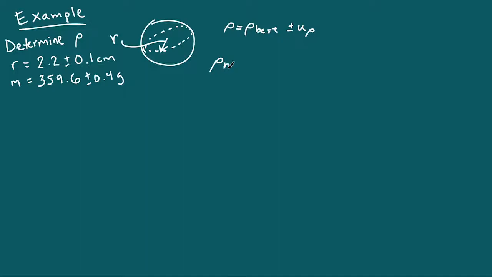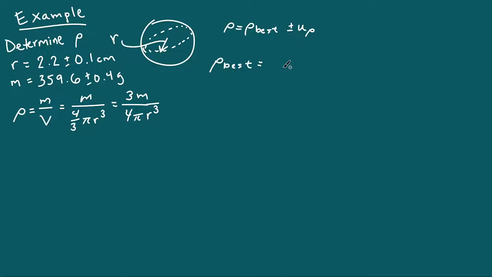So the best value is simply going to be whatever the function is, and we're going to then plug in the best values of r and m. So we need to determine what is this function. Well, the density is the mass divided by the volume. So this would be the mass divided by a volume of a sphere, which is 4/3 pi r cubed. So we could write that as 3m over 4 pi r cubed.